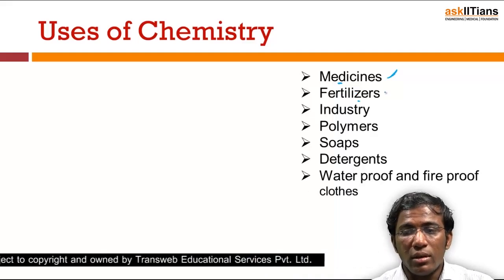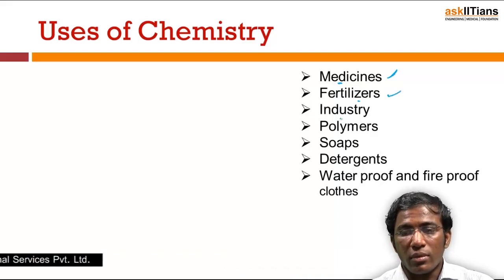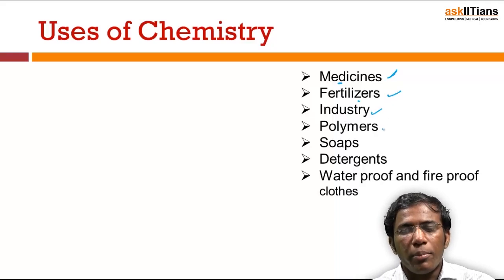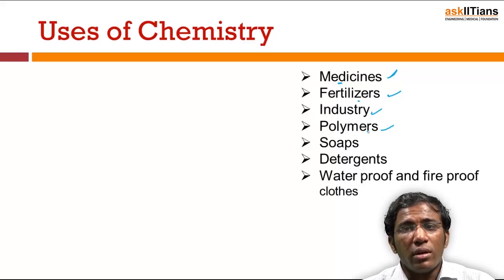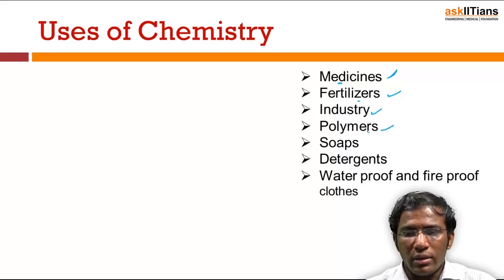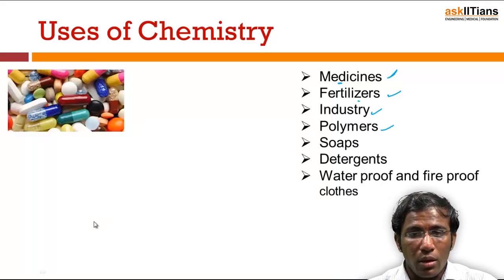So in medicines, in the agriculture industry, and in industry, and polymers. What are polymers? Polymers are plastics, right? The water bottles and other plastic things are all made up of chemicals only. So chemistry is everywhere in nature. Even the soaps and the detergents we use for clothing, and the cosmetics, are made up of chemical substances. Even waterproof and fireproof clothes are also made up of chemicals.